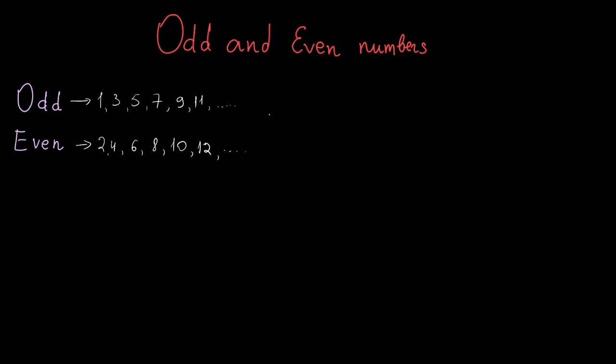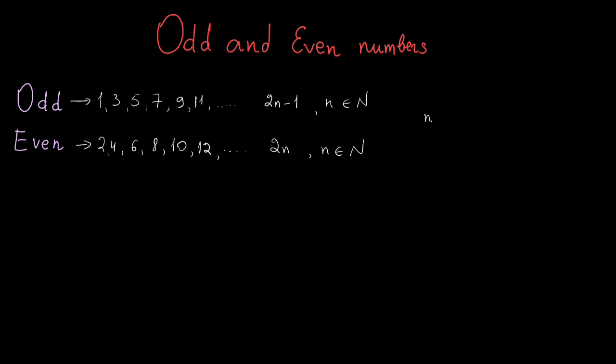Now we can express odd numbers generally as 2n minus 1, where n must be a natural number. On the other hand, even numbers can be expressed as 2n, where again n must be a natural number. Let's take a look. We take an arbitrary small natural number n, which belongs to the set of natural numbers we previously mentioned.